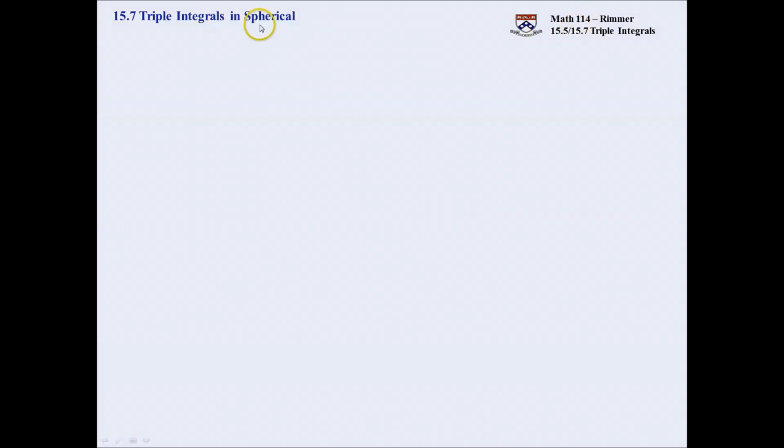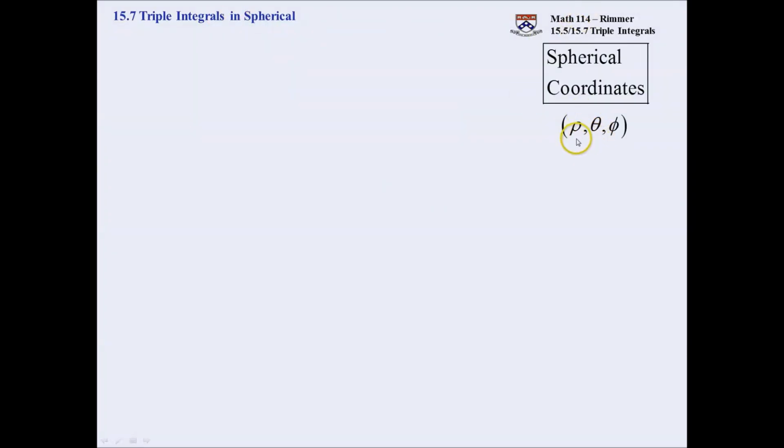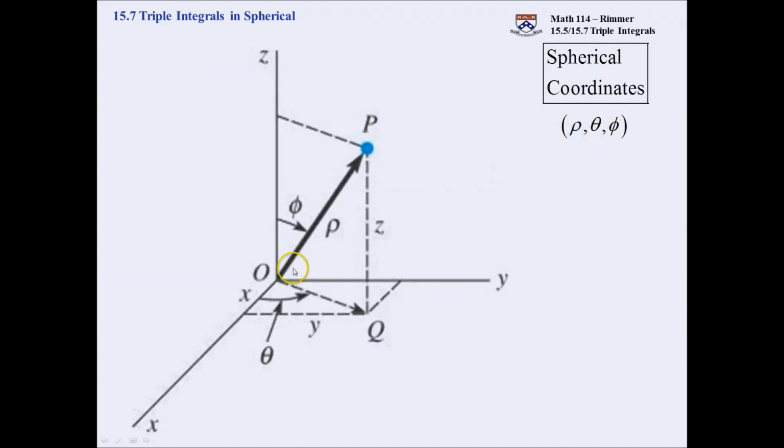So now we move to the spherical coordinate system, where we have a rho, a theta, and a phi. Those are our coordinates. Let's take a look at the picture here. Rho will be the radial distance out from the origin to the point out in space. Different from r. Remember, r is the radial distance in the xy plane out to a point that's in the xy plane.